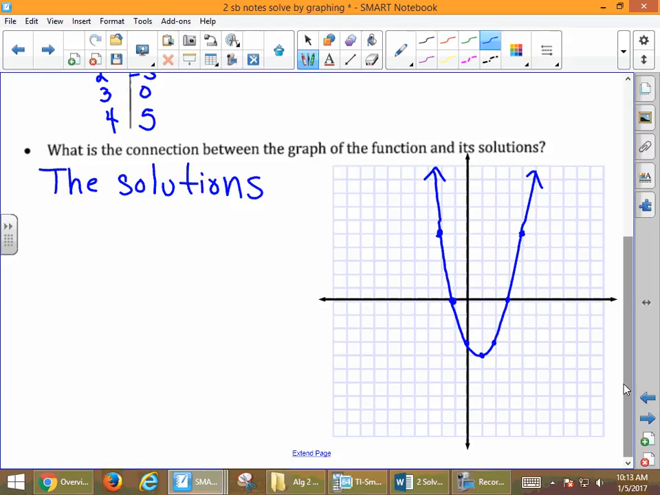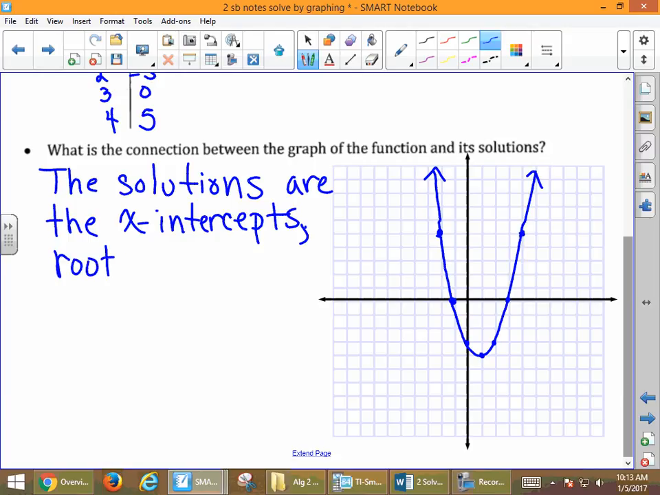Just don't know how to say it? Really? The solutions are the roots. Need more information? Okay. They're both on the x-axis. The solutions are the x-intercepts. And I'm going to put there a comma because x-intercepts are sometimes called roots, which is why I said I needed more information.